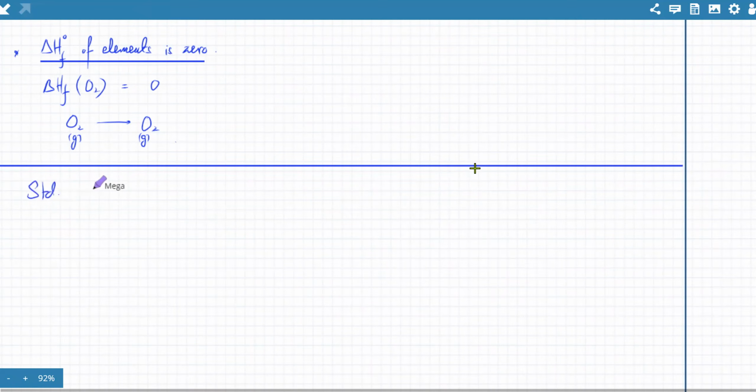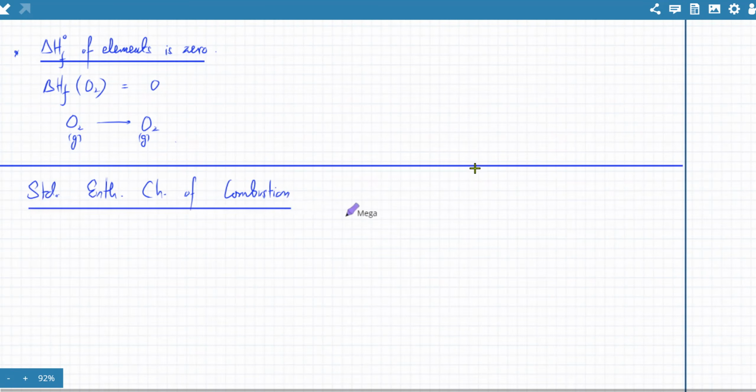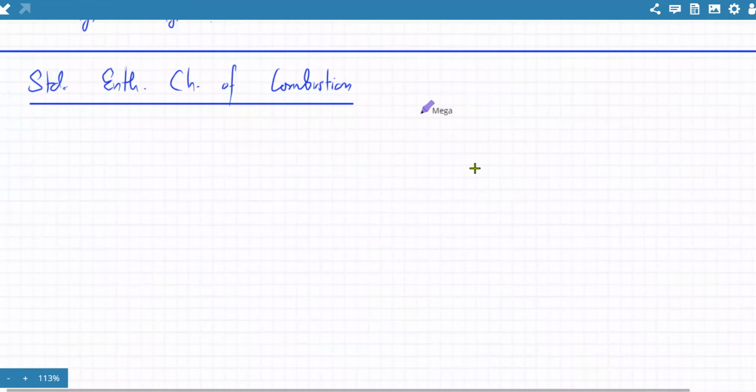So, just putting it out there, standard enthalpy change of combustion. By just looking at the name, it's a combustion reaction. It's a reaction which is by default going to be exothermic. All combustion reactions are exothermic, and combustion is a reaction with oxygen.